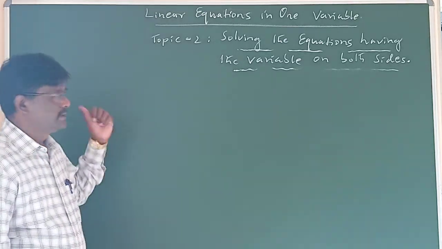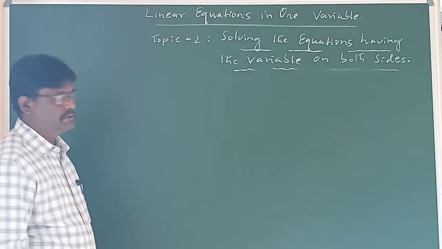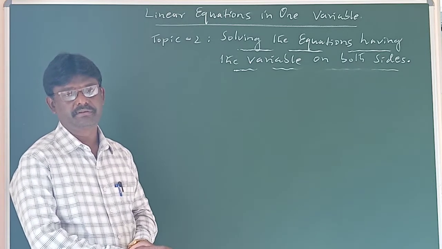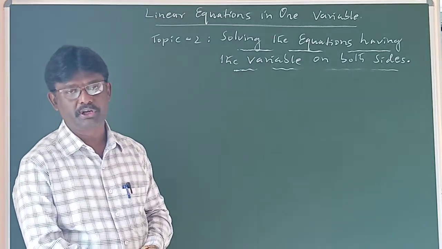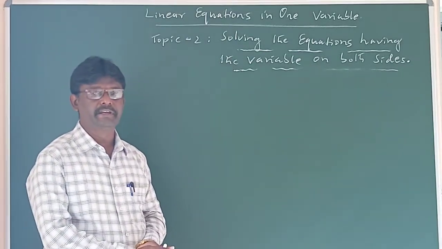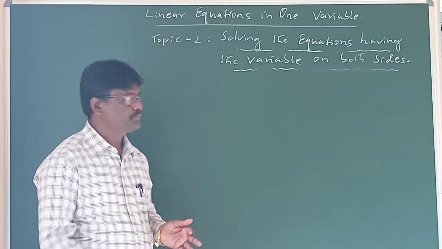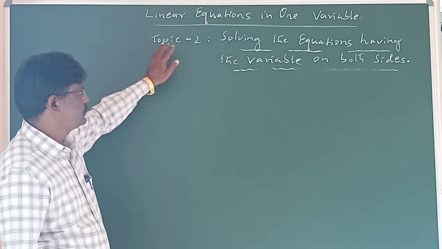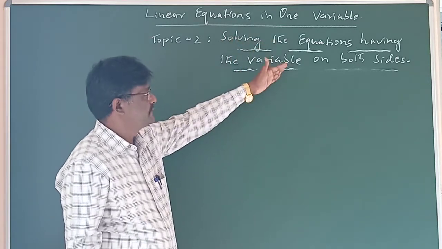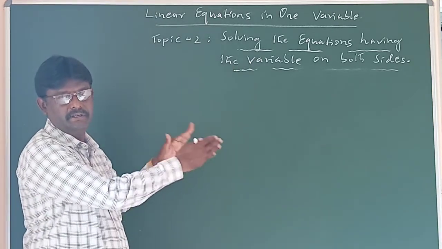Hello children. In the last class, in the chapter linear equations in one variable, we defined linear equation in one variable, and also we have solved the equations having variable in one side, that is either in the left hand side or in the RHS. Today, in topic 2, we shall try to solve the problems, that is, the equations having the variable on both sides. That means left hand side as well as RHS.